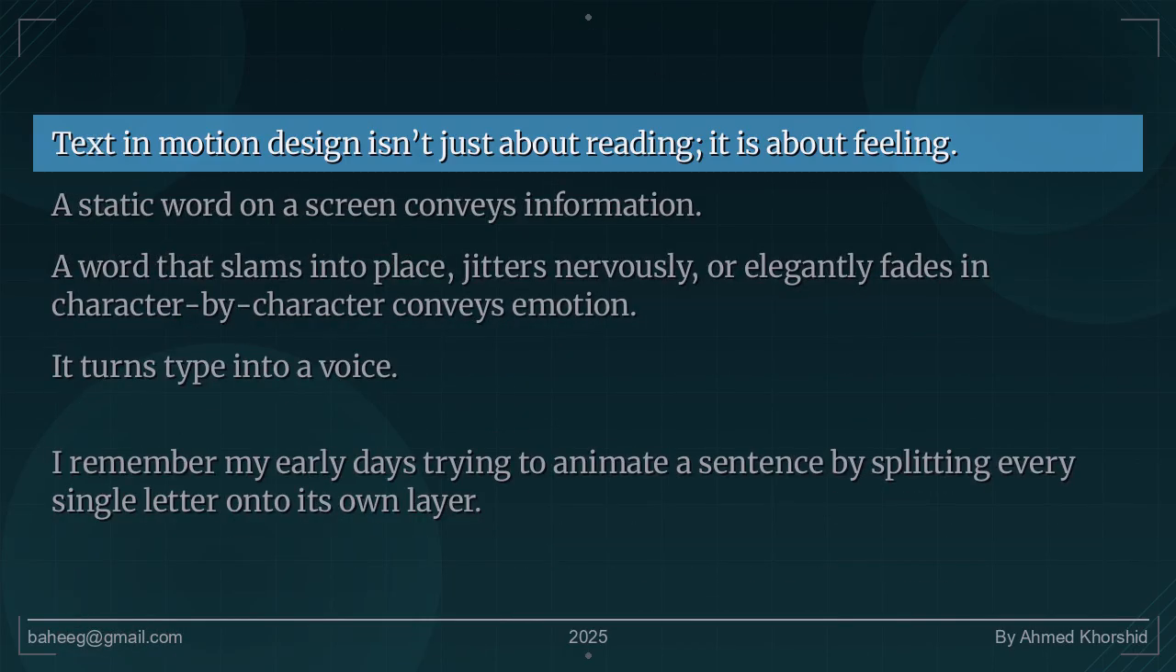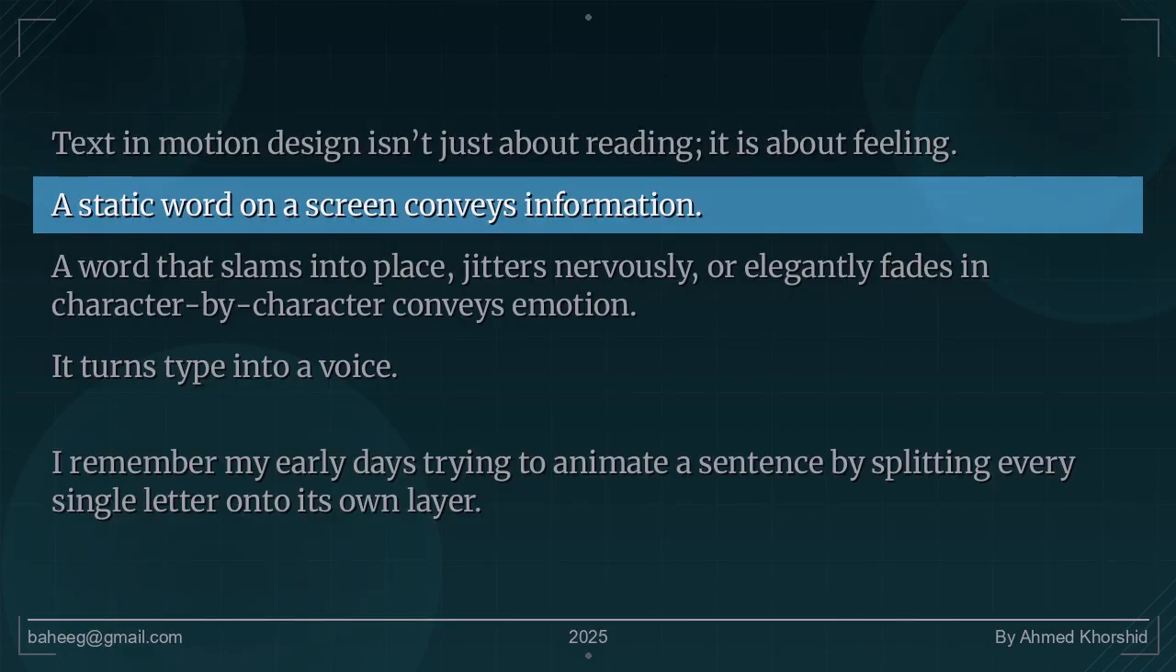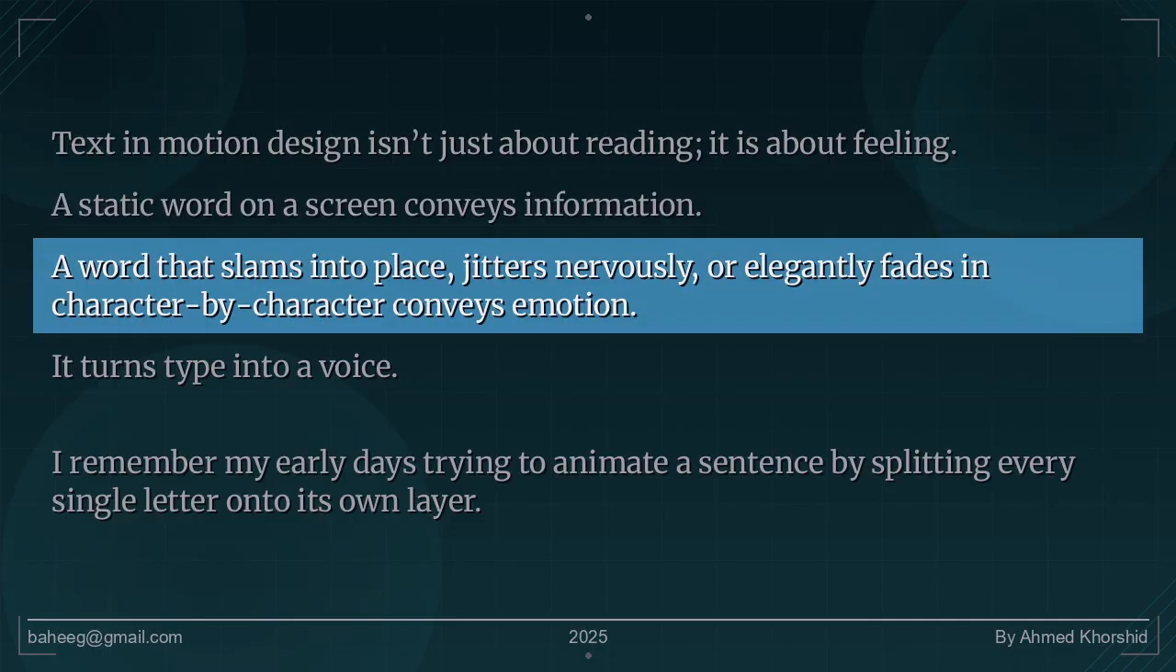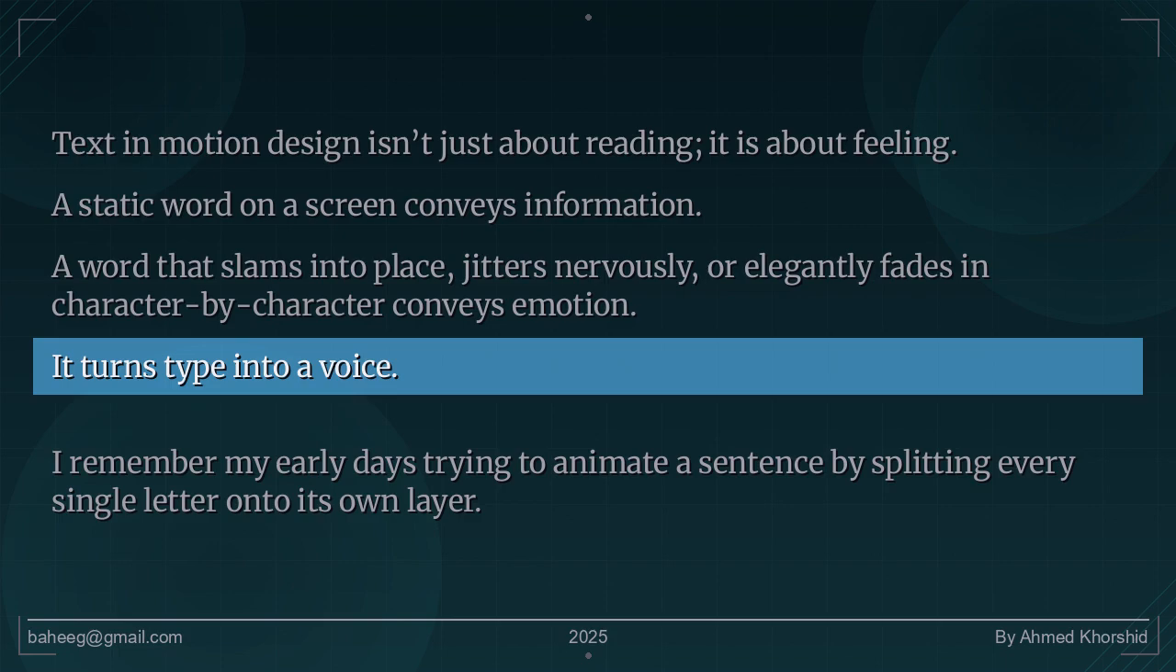Text in motion design isn't just about reading, it is about feeling. A static word on a screen conveys information. A word that slams into place, jitters nervously, or elegantly fades in character by character conveys emotion. It turns type into a voice.